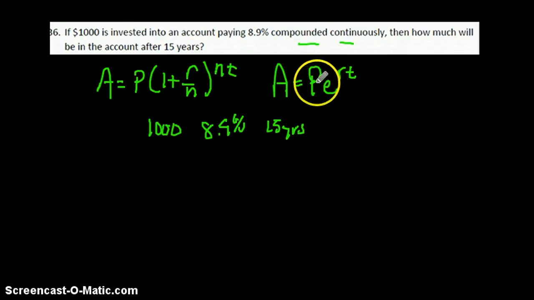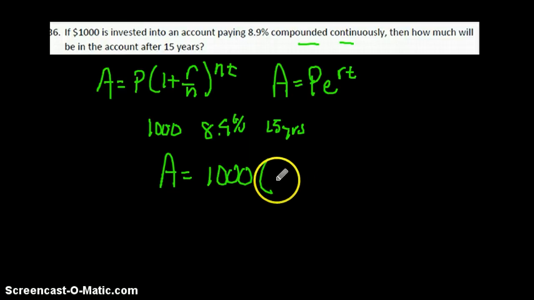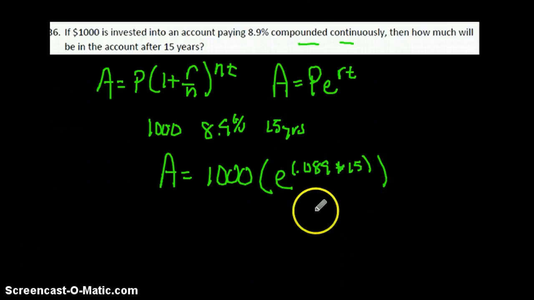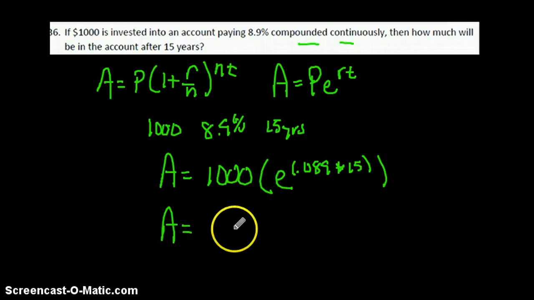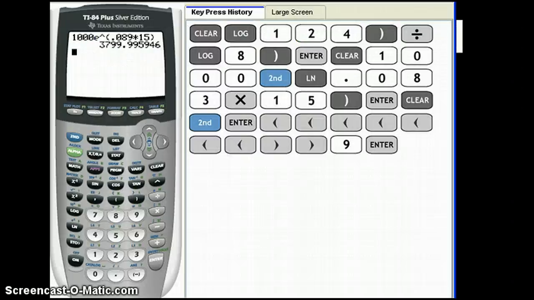So you're going to say A is equal to 1,000 times e to the rt. r is 0.089, and then t is 15. Okay, you're going to keep those together. You don't have to put these in parentheses. Now remember, your answer has to be with pennies, to the nearest cent. That'd be $3,800. Okay, we've done this before.